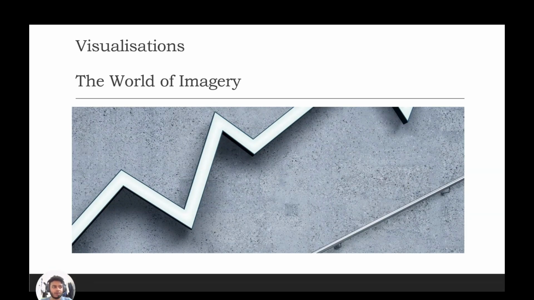Before we jump into machine learning, I would like to give a brief about visualization as well as some mathematics behind machine learning, like eigenvector, linear algebra, those things. So let's start. What is visualization? It's the art of imagery.